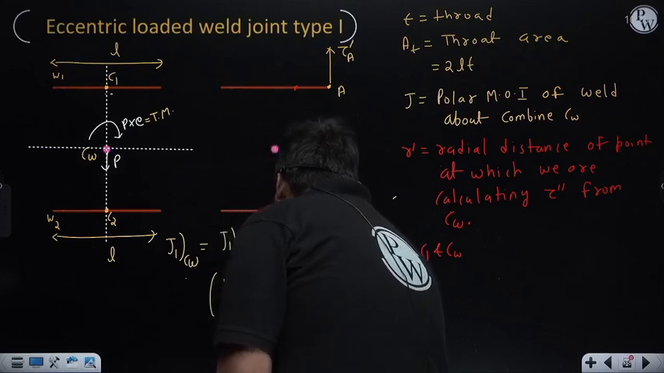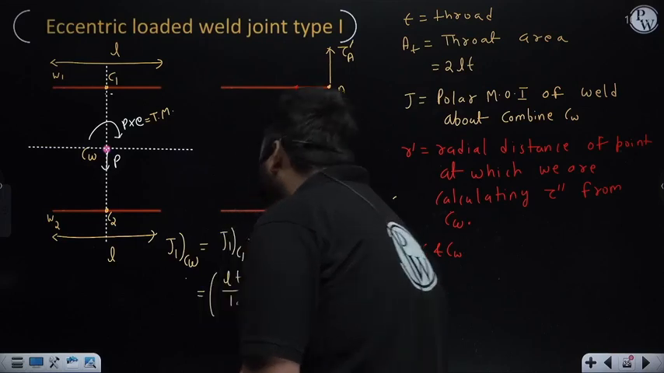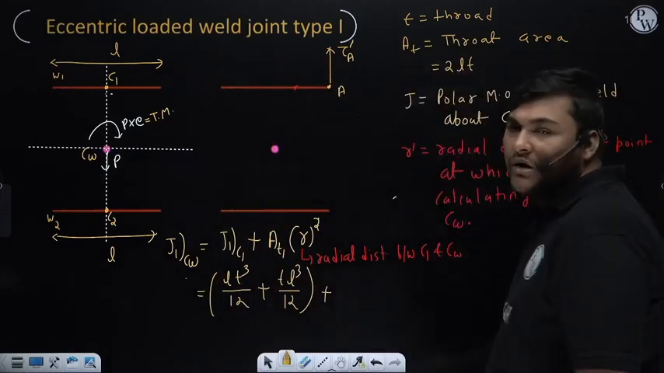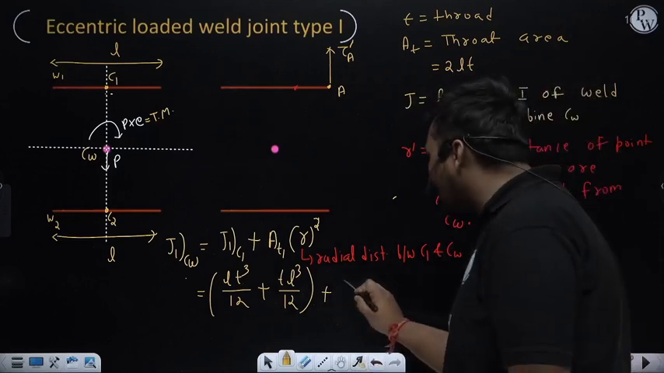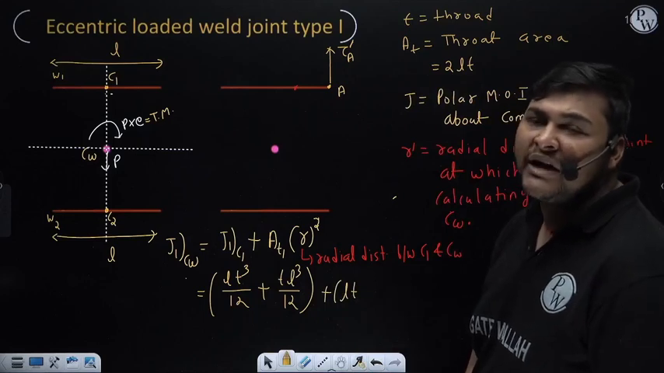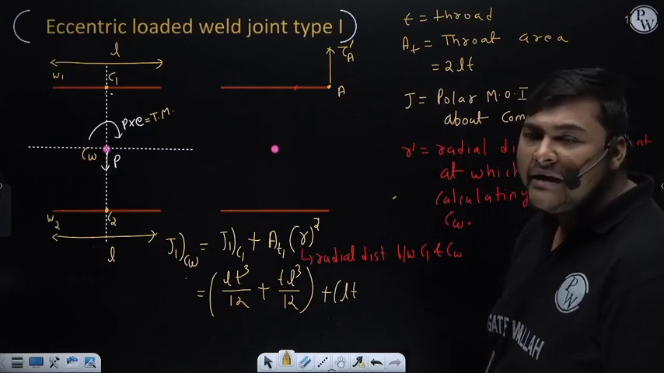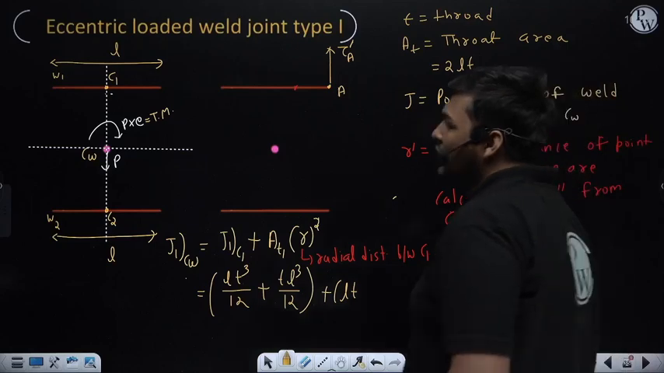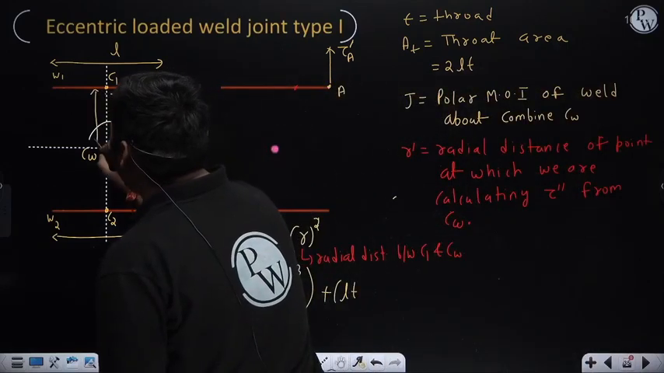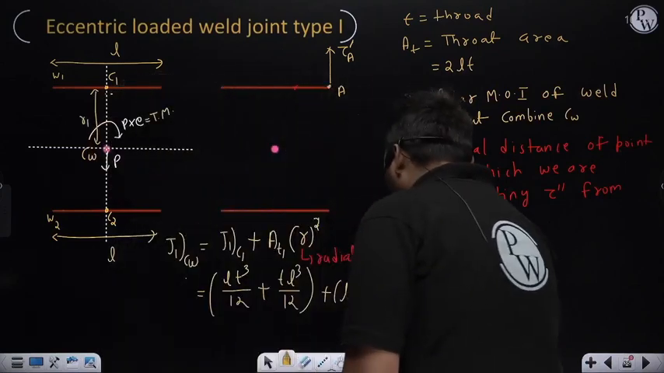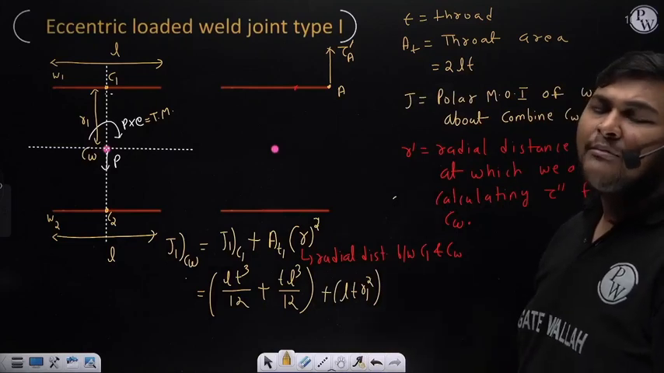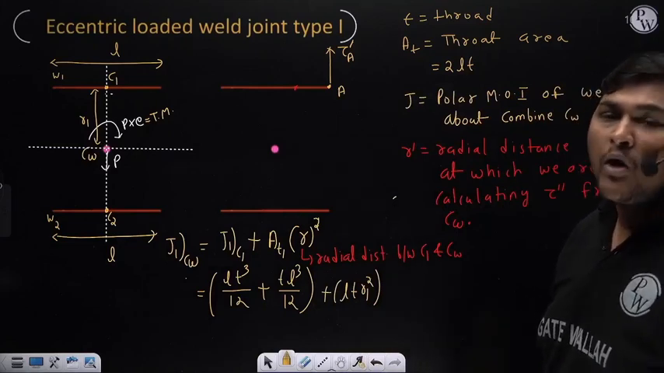So if you apply bh³ by 12, it will be LT³ by 12 plus hb³ by 12, that is TL³ by 12. So this is the polar moment of inertia of weld 1 about C1. Plus, now we will use the parallel axis theorem, plus the area of weld 1. The area of weld 1 is LT into R square. R is the distance between the centroid of weld 1, that is C1, and the combined centroid, that is CW. Okay, that distance you can calculate. Suppose right now I am considering this distance as R1, so it will be R1 square. Okay, in a numerical you can calculate this distance. So this is the polar moment of inertia of weld 1 about the combined centroid.